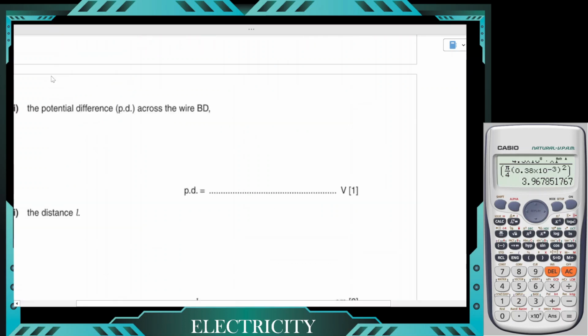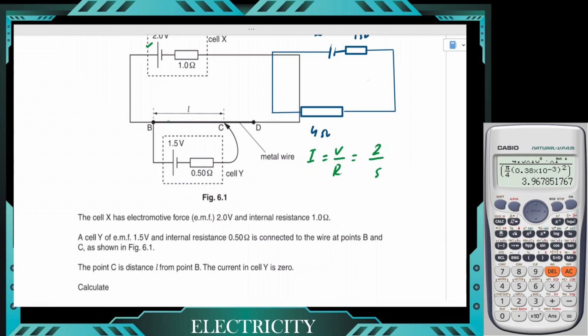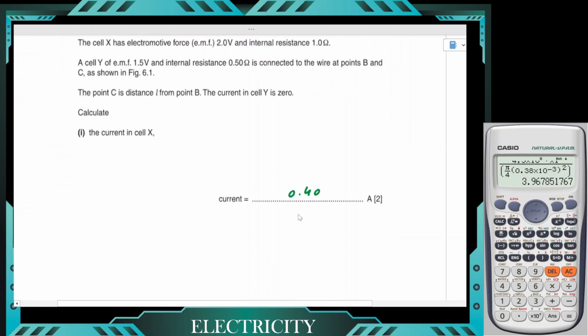Okay, so then you need to find the potential difference across the wire BD. So it does not get easier than that. Potential difference across this wire, V across BD, would equal the current that flows through it, which is 0.40, we just calculated the current, times the resistance of the wire. Resistance is 4. Where did we calculate? In the very first part, we calculated the resistance of the wire BD. So 0.40 times 4 would be 1.6.